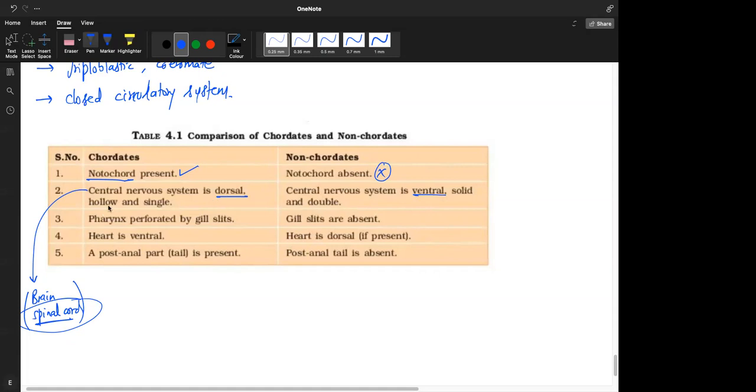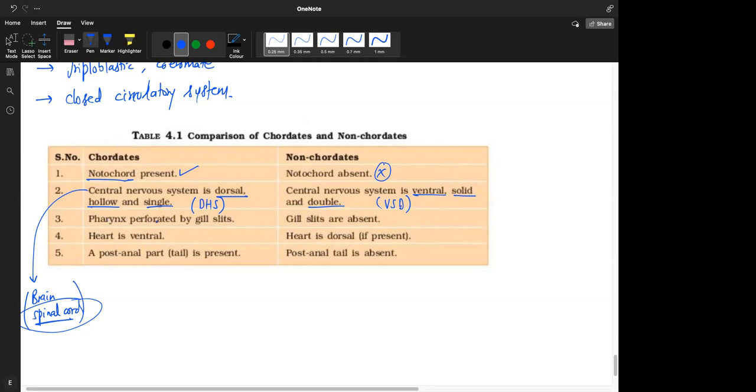Here, it's dorsal, hollow, and single. In non-chordates, it's ventral, solid, and double. Everything is opposite. Understand? So we can remember a chordate's nervous system as DHS. I use the term DHS: dorsal, hollow, single. And here it's VSD: ventral, solid, and double.